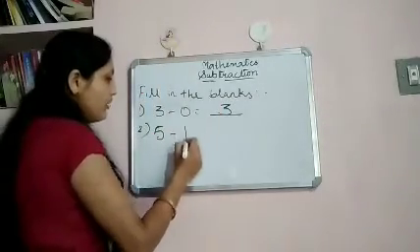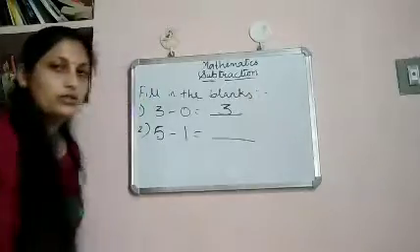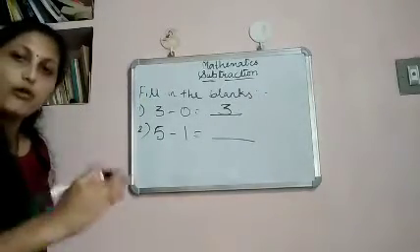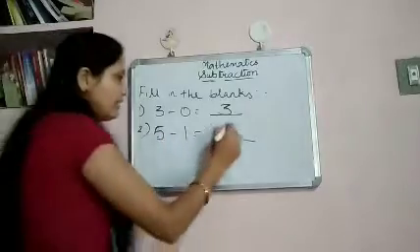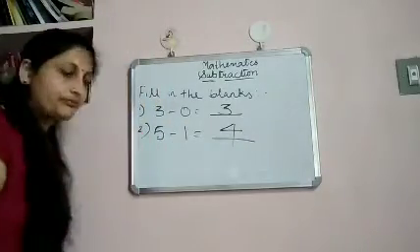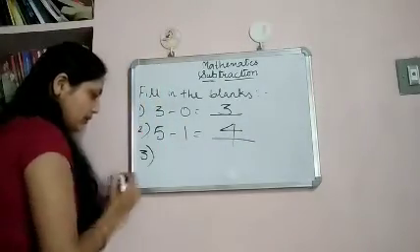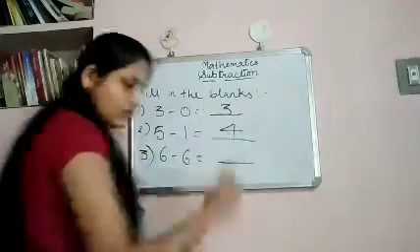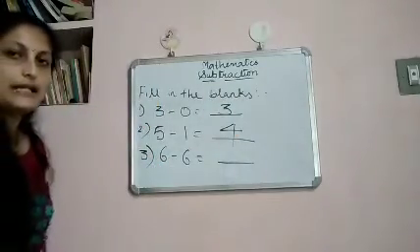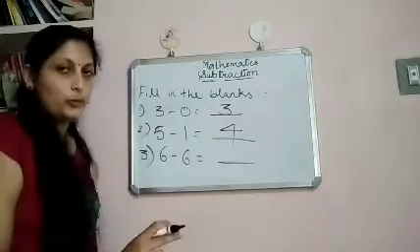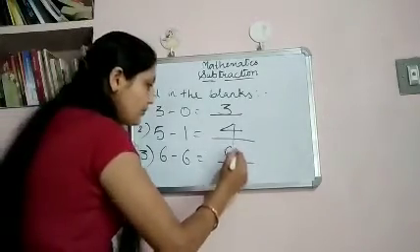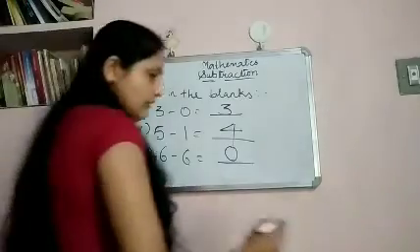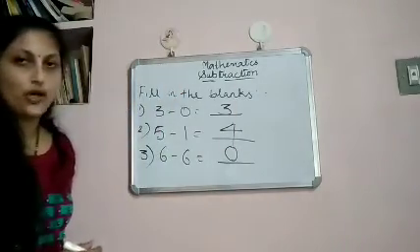Second one, 5 minus 1 is equal to dash. When 1 is subtracted from the number, what do we get? Before number. Means 5 minus 1 is 4. Third one, 6 minus 6 is equal to dash. When any number is subtracted from the same number, what do we get? 0. 6 minus 6 is 0. So like this, you have to solve it.